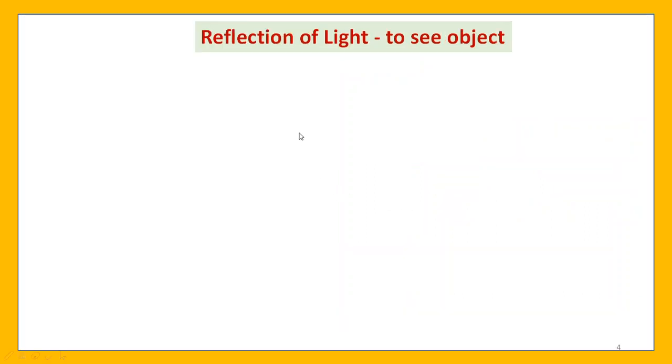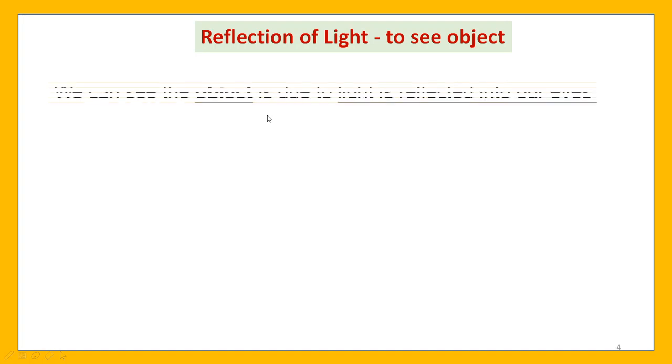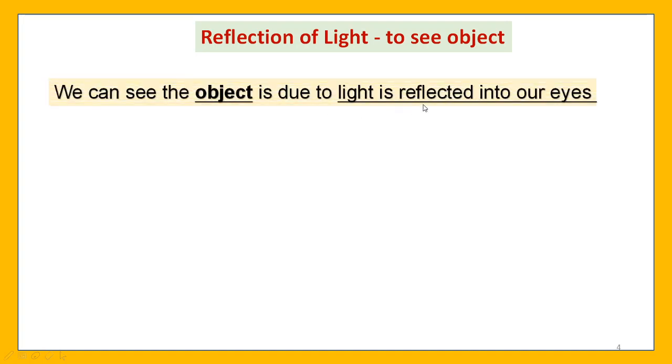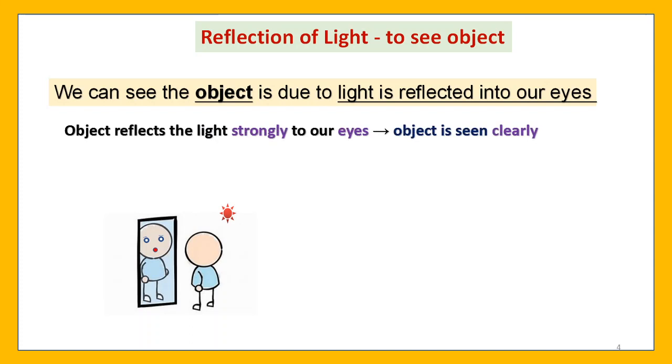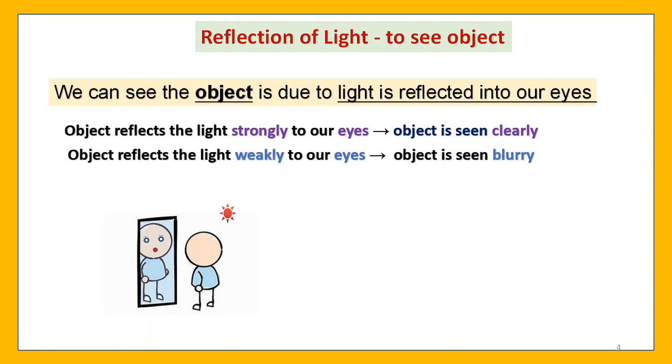Refraction of light to see objects. We can see objects because light is reflected into our eyes. For example, this boy stands in front of a mirror. If he is in the dark room, he won't be able to see himself clearly. If he turns on the light, he will be able to see himself clearly. So, an object reflects light strongly to our eyes. Object is seen clearly.